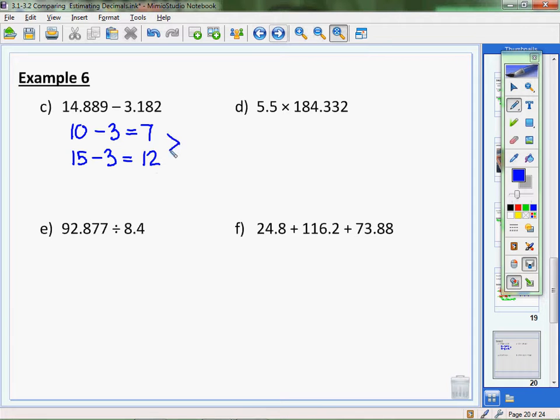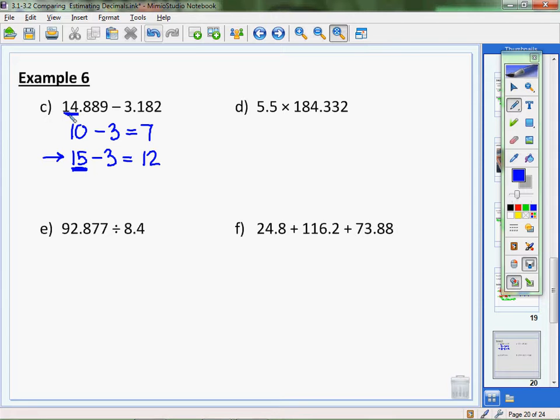You'll notice that these two numbers are kind of far apart. Which one do you think is closer to the actual answer? That's right, this one would be closer because 15 is a lot closer to 14 than 10 is. But I would accept both of those as correct answers.